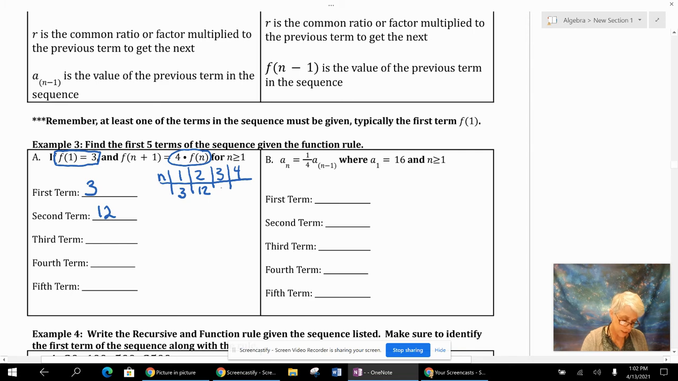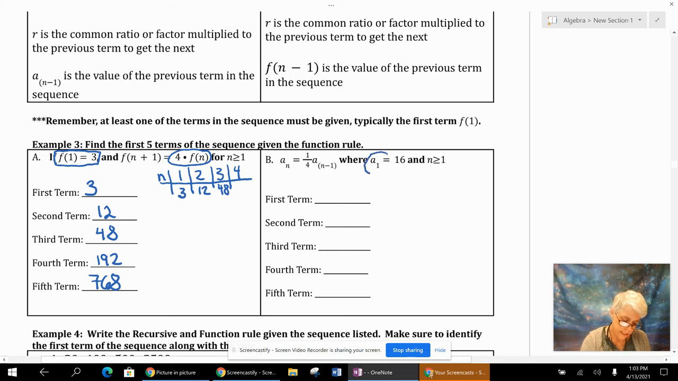In the third position we have 48 because 12 times 4 is 48. And I can keep on going with this. 192, 768.